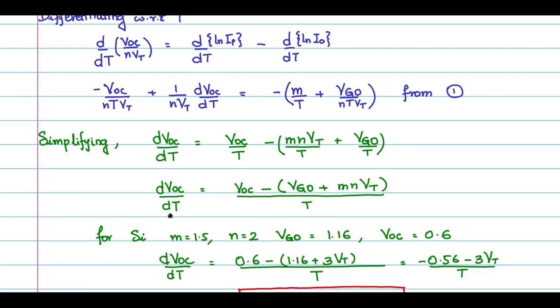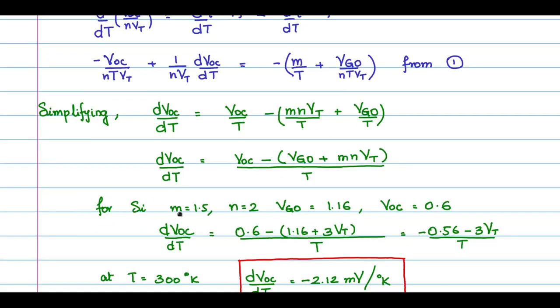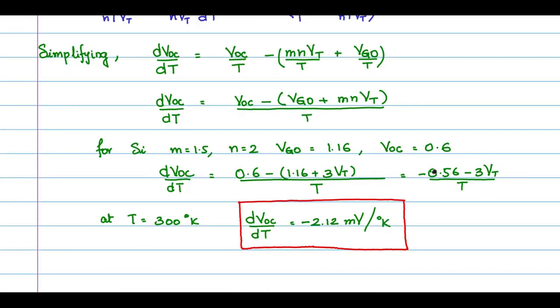Now for silicon, if you substitute m is equal to 1.5, n is equal to 2, Vg naught is equal to 1.16 electron volts and VOC is 0.6, you will land up with dVOC by dt as this value. And for a temperature of 300 degree Kelvin, the rate at which VOC changes is minus 2.12 millivolt per degree Kelvin, which means that for every degree rise in temperature, the open circuit voltage falls by approximately 2 millivolts.